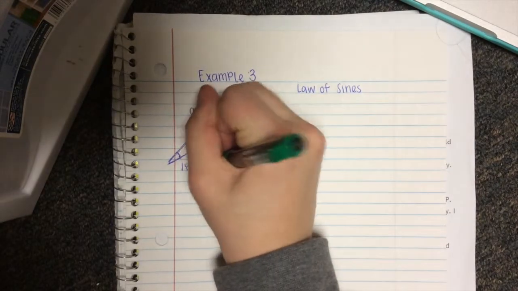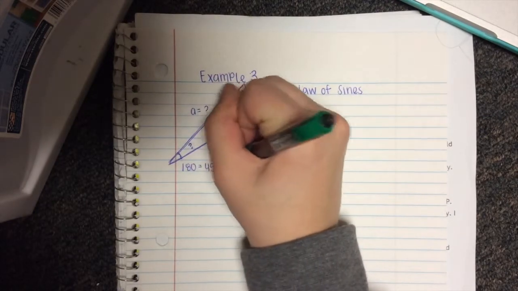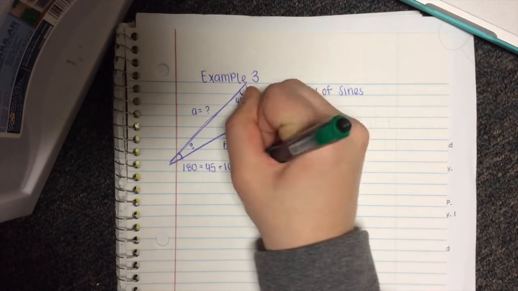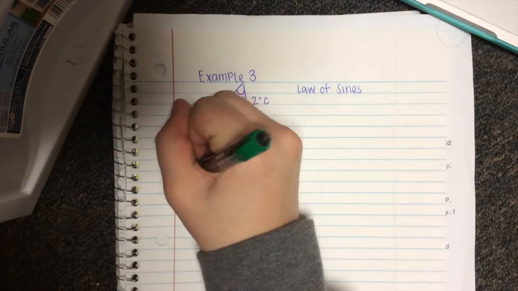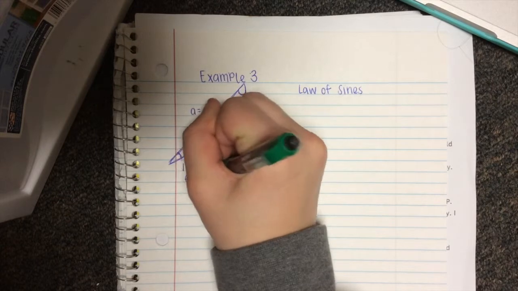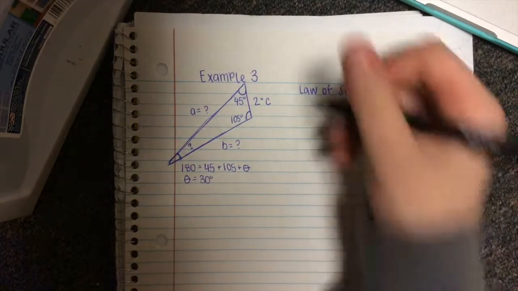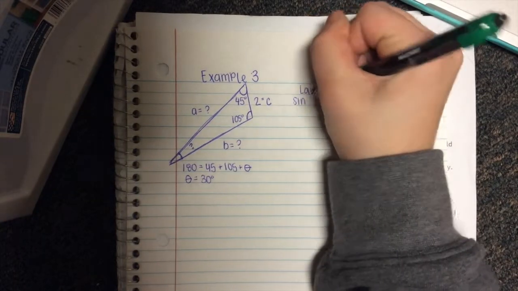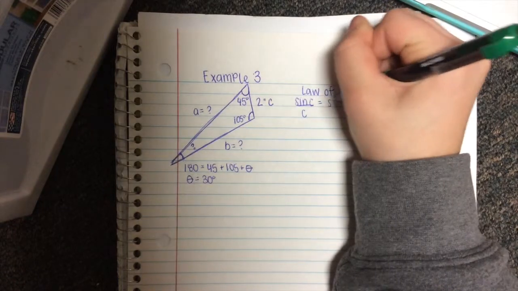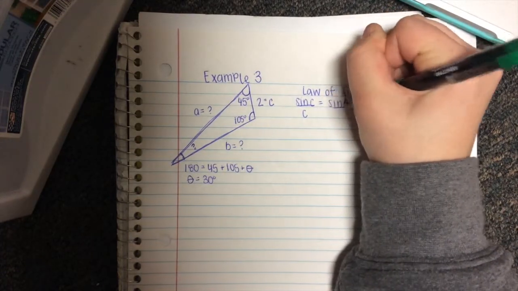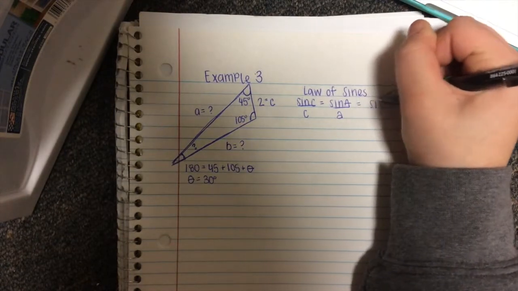We will first start by finding the missing angle measurement. We know that the internal angles of a triangle sum to be 180 degrees. Therefore, the sum of the two given angles plus theta will give us 180. We can set the equation up as 180 equals 45 plus 105 plus theta and then solve for theta, and we find that theta equals 30 degrees. Now that we have all the possible information we can gather, we can use the formula for the law of sines to find the remaining measurements.